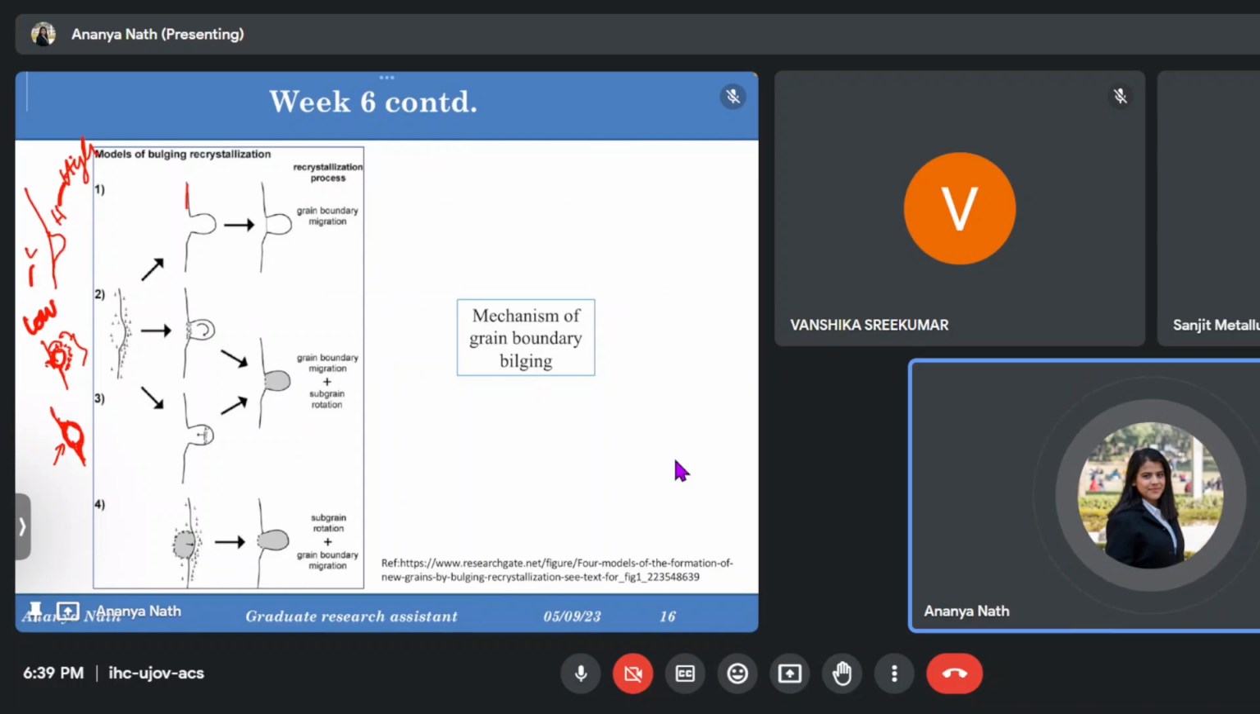So for this bulging to happen, two things are important. One is migration and another is rotation. Migration means they are moving somewhere. Rotation means only rotation of the grain.